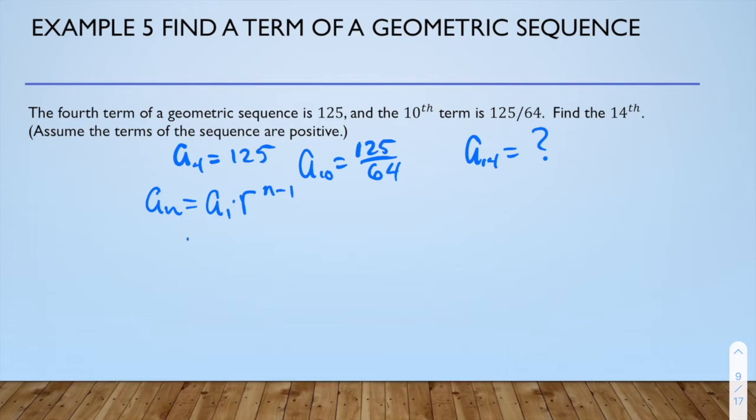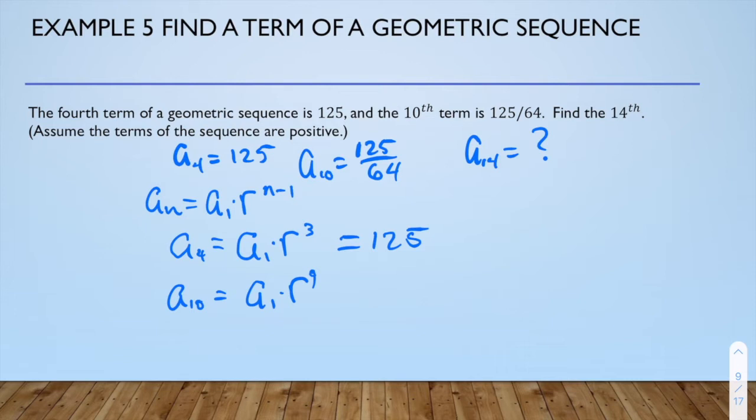So we know that a sub 4 then can be written this way: a sub 1 times r to the 3, because that's 4 minus 1. And we also know that that's equal to 125. We also know that a sub 10 is equal to a sub 1 times r to the 9th, and that's equal to 125 over 64.